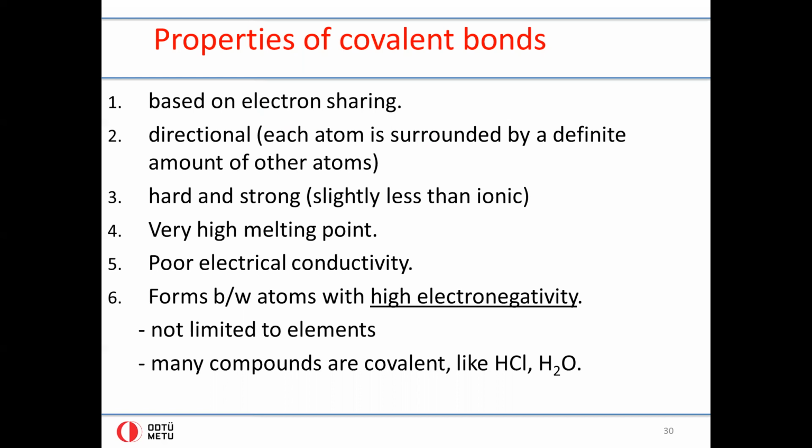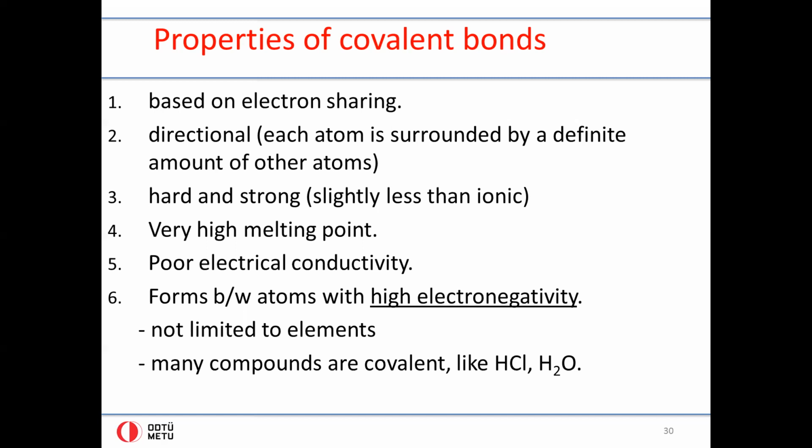Now, hard and strong is all relative. So here it's referred to as being slightly less than ionic. So technically, an ionically bonded material should be slightly stronger than a covalently bonded material. But it's not very easy to distinguish between the real life properties of materials simply by looking at the types of bonds they have. So it can just, for simplicity, be assumed that both ionic and covalent bonds are strong. And they have very high melting point.